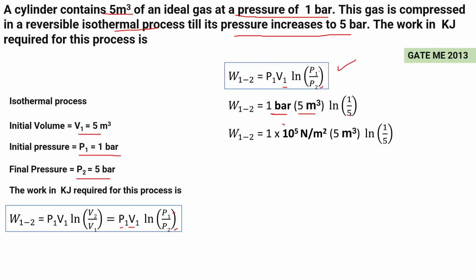Then substitute W122 equal to 1 into 10 to the power 5 Newton per meter square into 5 meter cube into ln 1 by 5. So here meter square and meter cube will be cancelled. Then 5 into 10 to the power 5 into Newton meter, which is equal to the joule, ln 1 by 5.